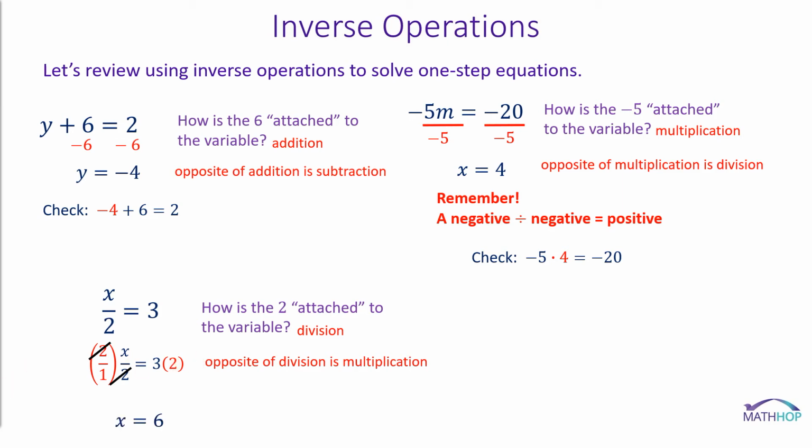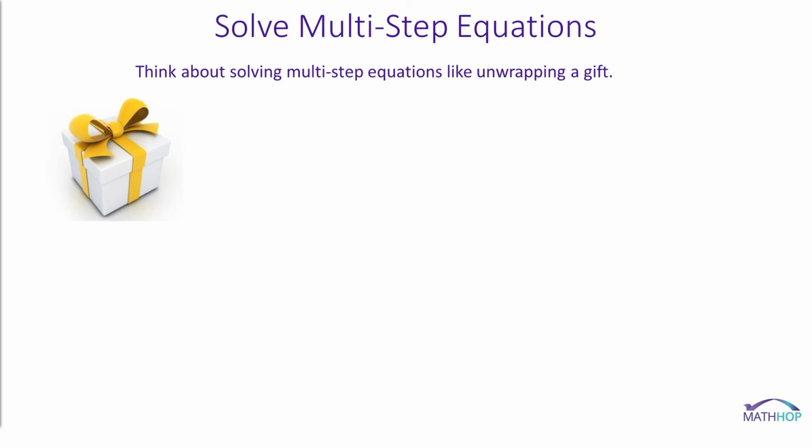And we're going to check this one. 6 divided by 2, right? We just replace the x with what we got. 6 divided by 2 is in fact 3, so it checks. All right, what if you have more than one step?